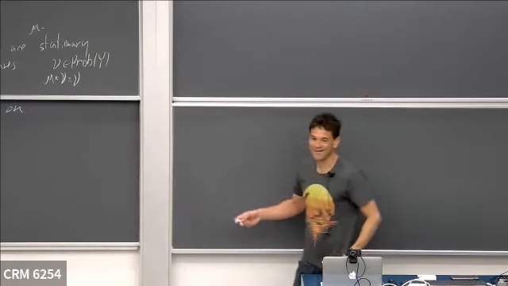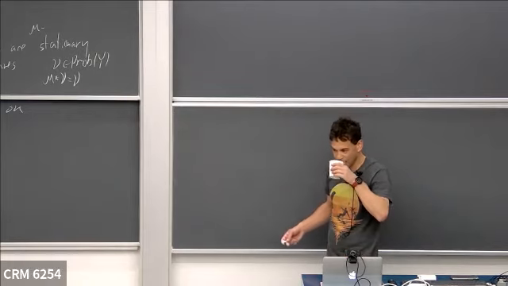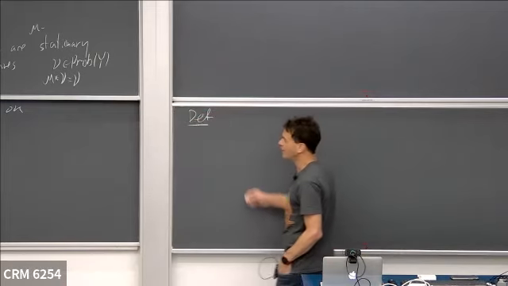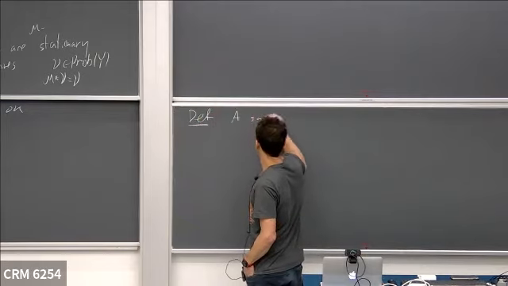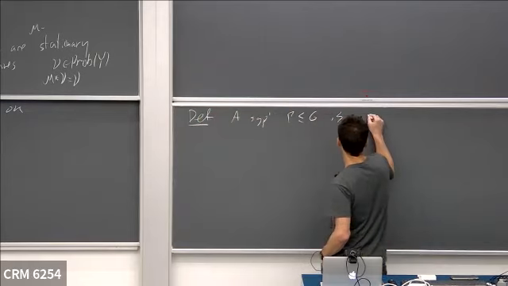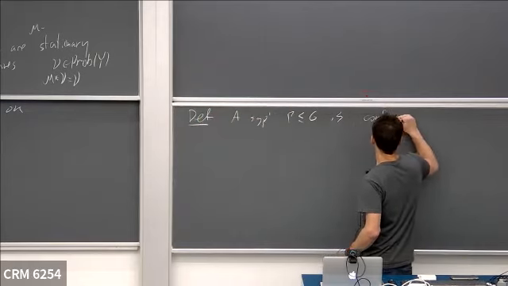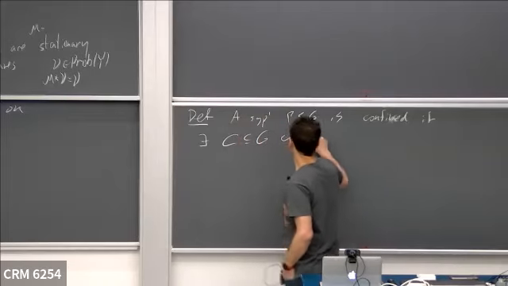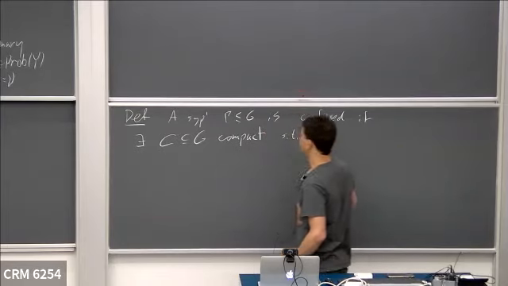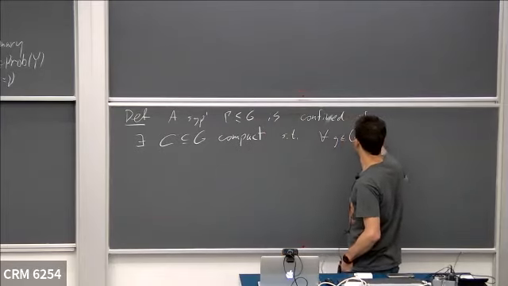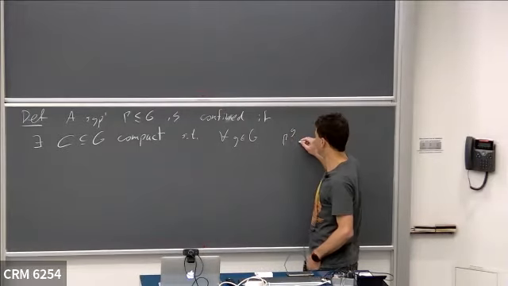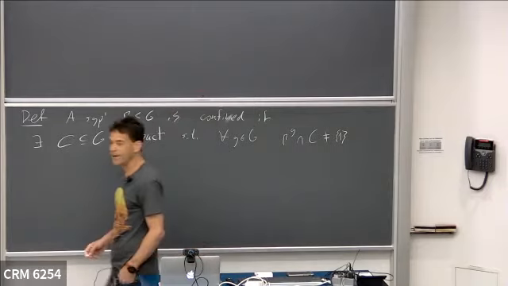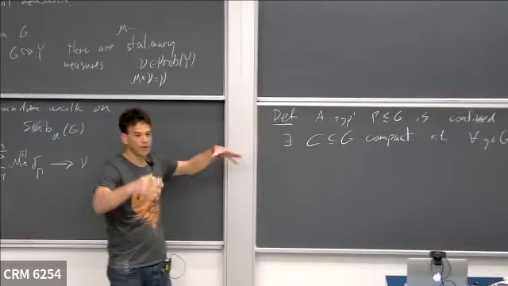Okay, so here is properties. Definition: a subgroup gamma in G is called confined if there exists a compact set C inside G such that for any element in G, the conjugation of gamma by that element intersects C in a non-trivial element. Then it's called confined. There is some compact set that intersects every conjugate.